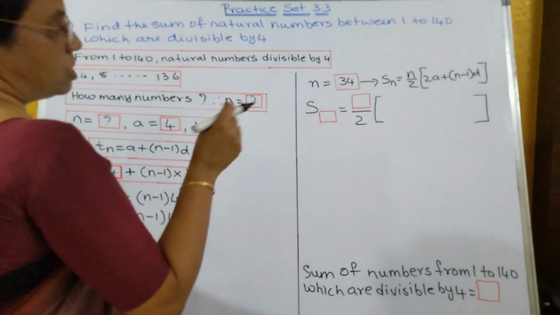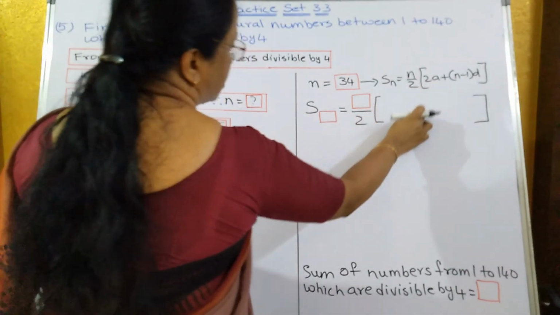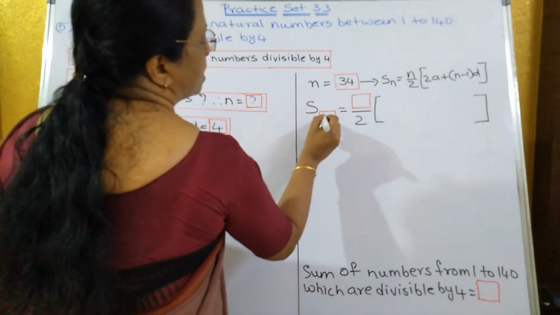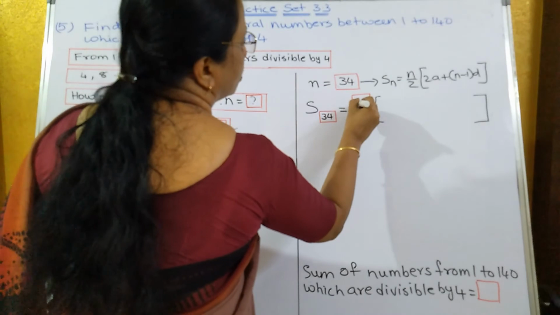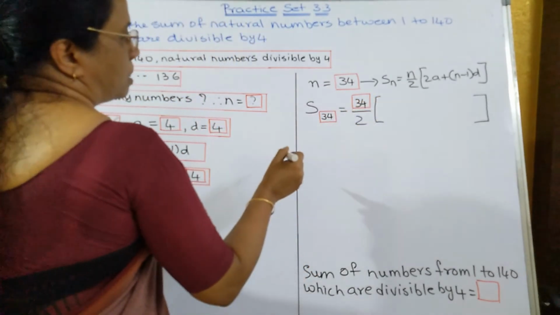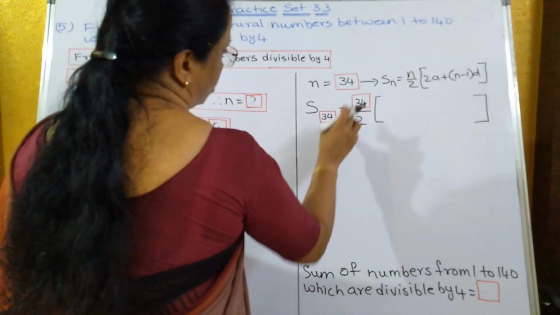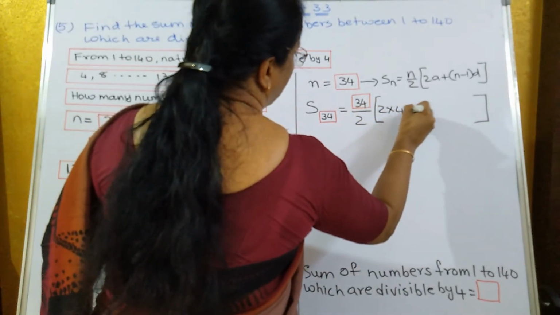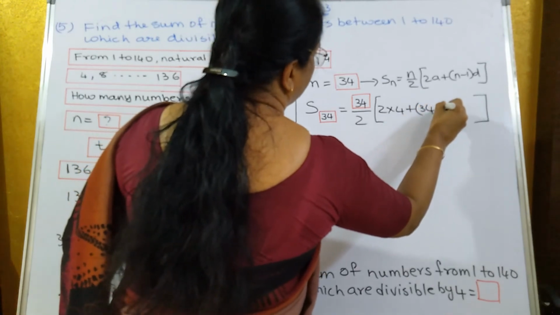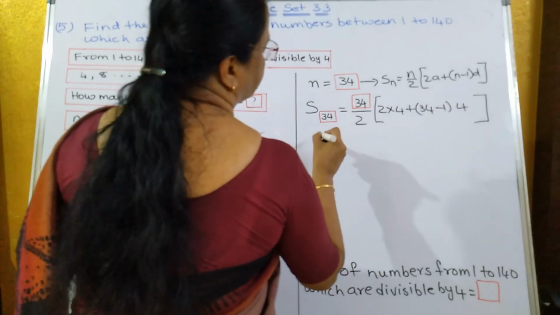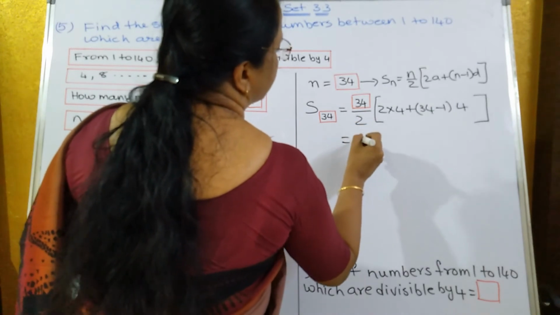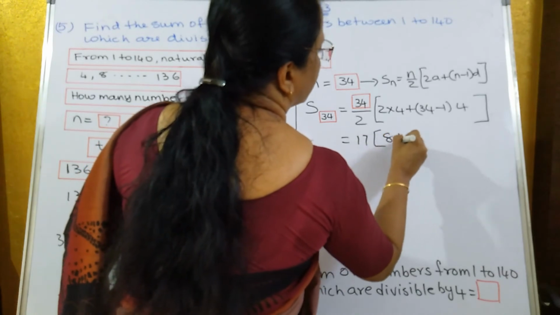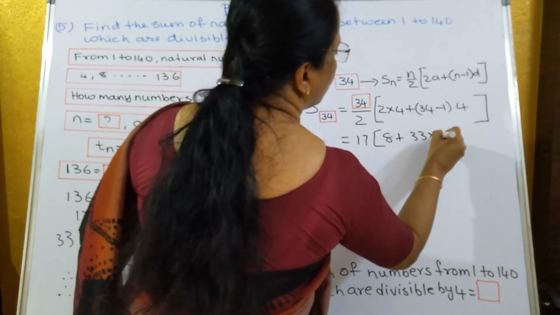So Sn is equal to n upon 2 into 2a plus n minus 1 into d. So S34 is equal to what? 34 upon 2 into 2 times a, which is 4, plus 34 minus 1 into d, which is also 4. When you cancel this, you get how much? 17 into 8 plus 33 into 4.